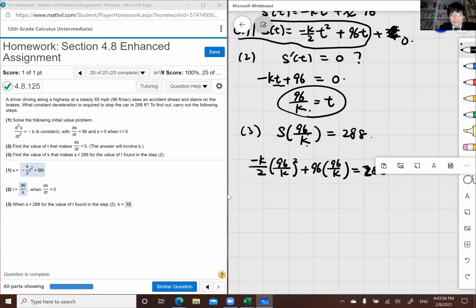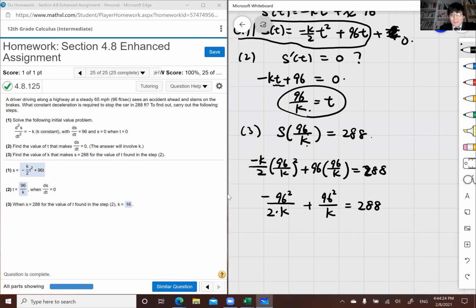Now we are going to solve for k. Not t, k. So first of all, this is going to be negative 96 squared over 2k, plus 96 squared over k, and that is equal to 288.